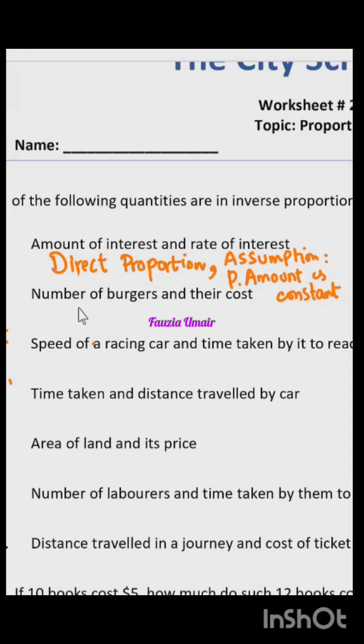Okay, so now the next question: number of burgers and their cost. First of all, which proportion is this? Raise your hand for the answer. Tawassal. Direct proportion. Why do you think so, Tawassal? Ma'am, because they are relating the number of burgers to the cost. If the burgers are more, then the cost would also be more. If you are buying less burgers, cost will also be less. Very good. This is an example of direct proportion.